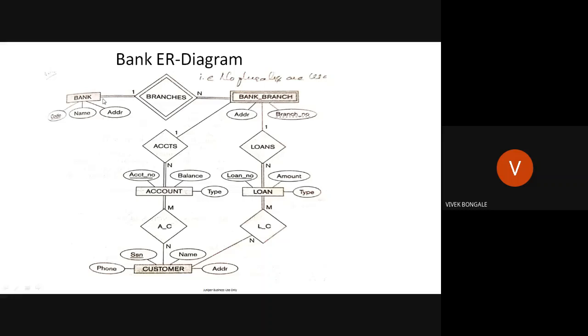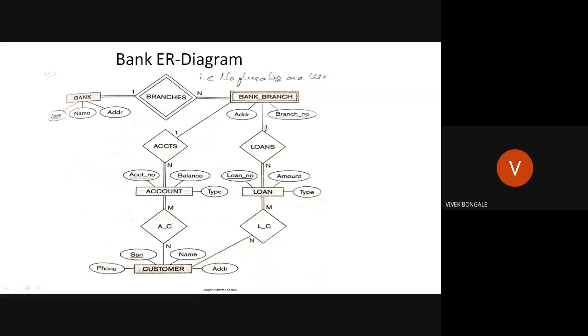To show the relationship between the weak entity and the strong entity, we use the identifying relationship, shown with a double rhombus symbol. It indicates that one bank may have n number of branches. For the bank branch, we take the attributes address and branch number. As I said, a weak entity will always have a partial key, so the primary key for this weak entity comes from the bank code.